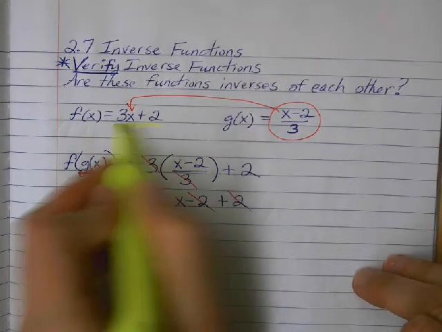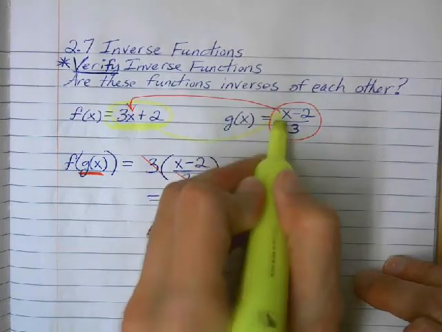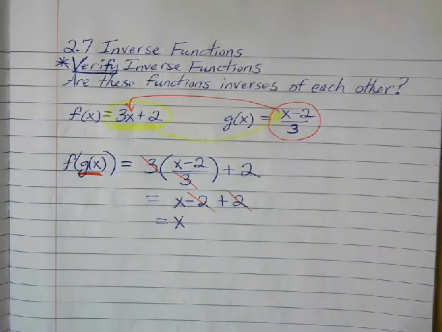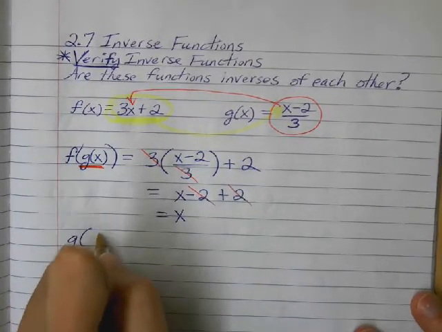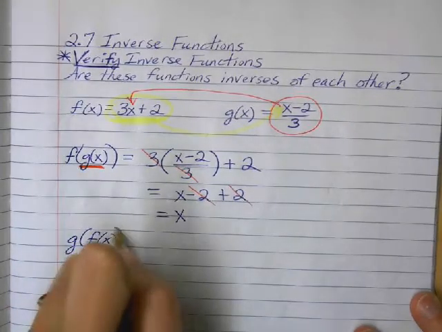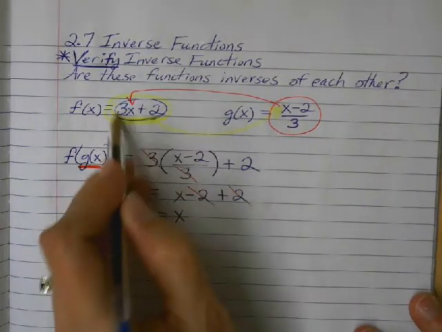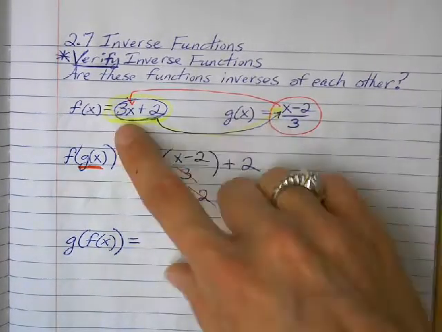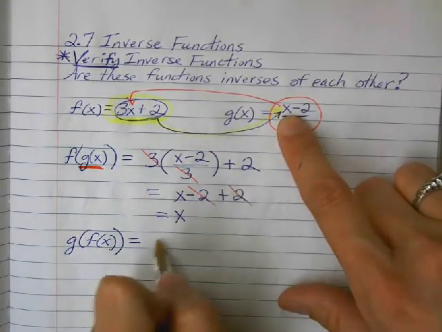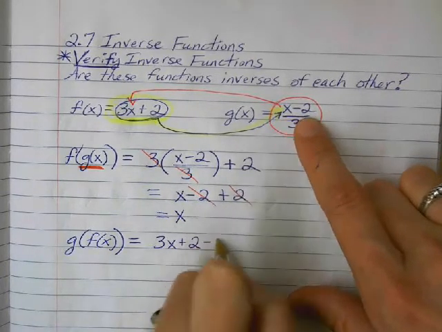Now we're going to take this problem over here and plug it into that one where the x is. So now you do it the other way. It's g of f of x. Now it's vice versa. You take this one and plug it into this one. So if I plug in 3x plus 2 right here, then minus 2.